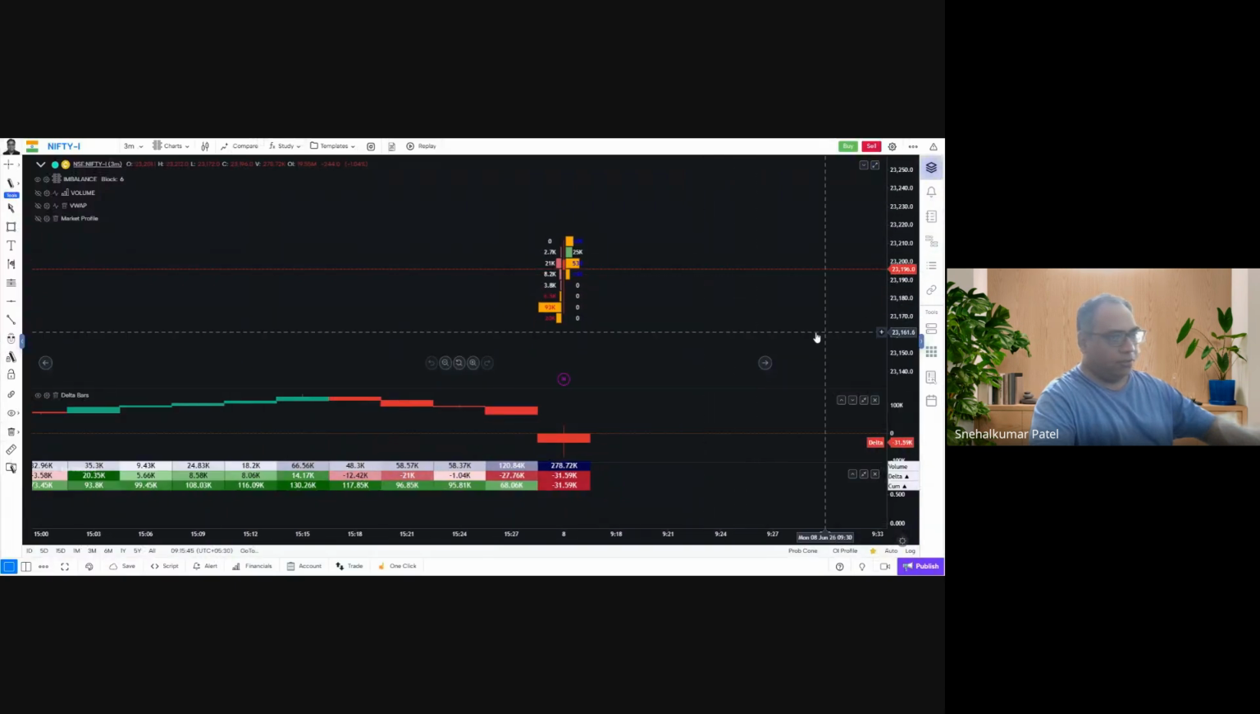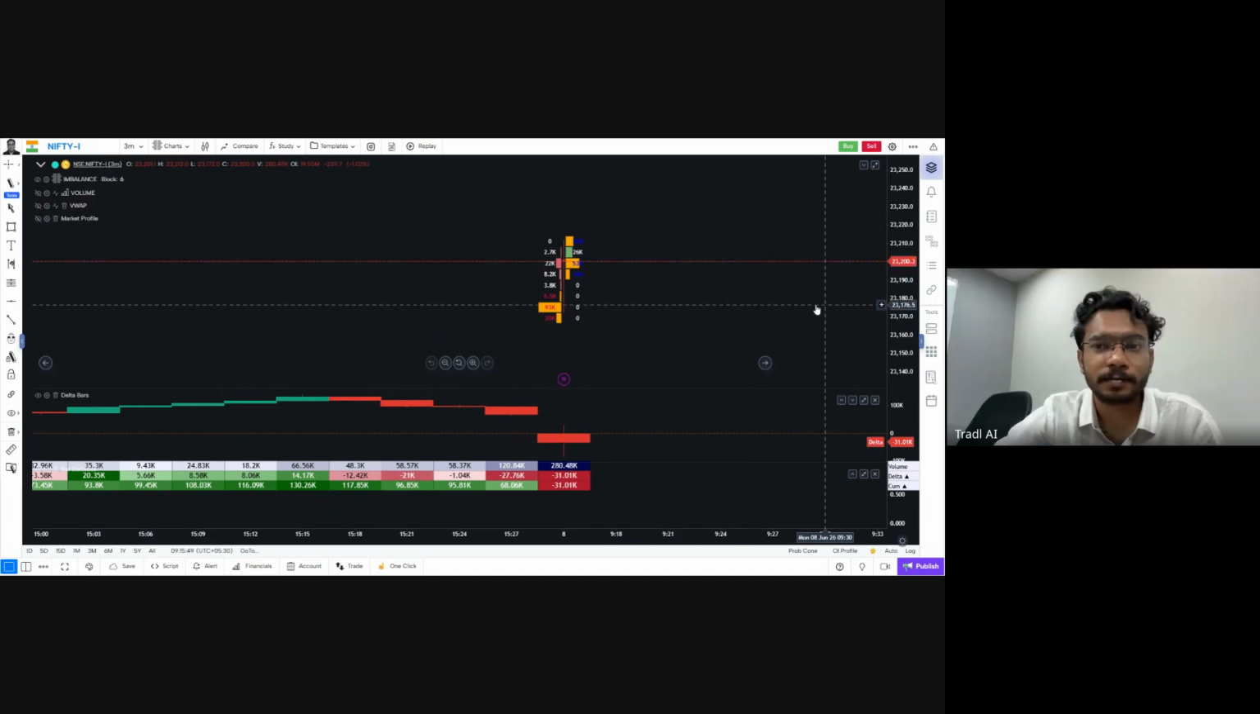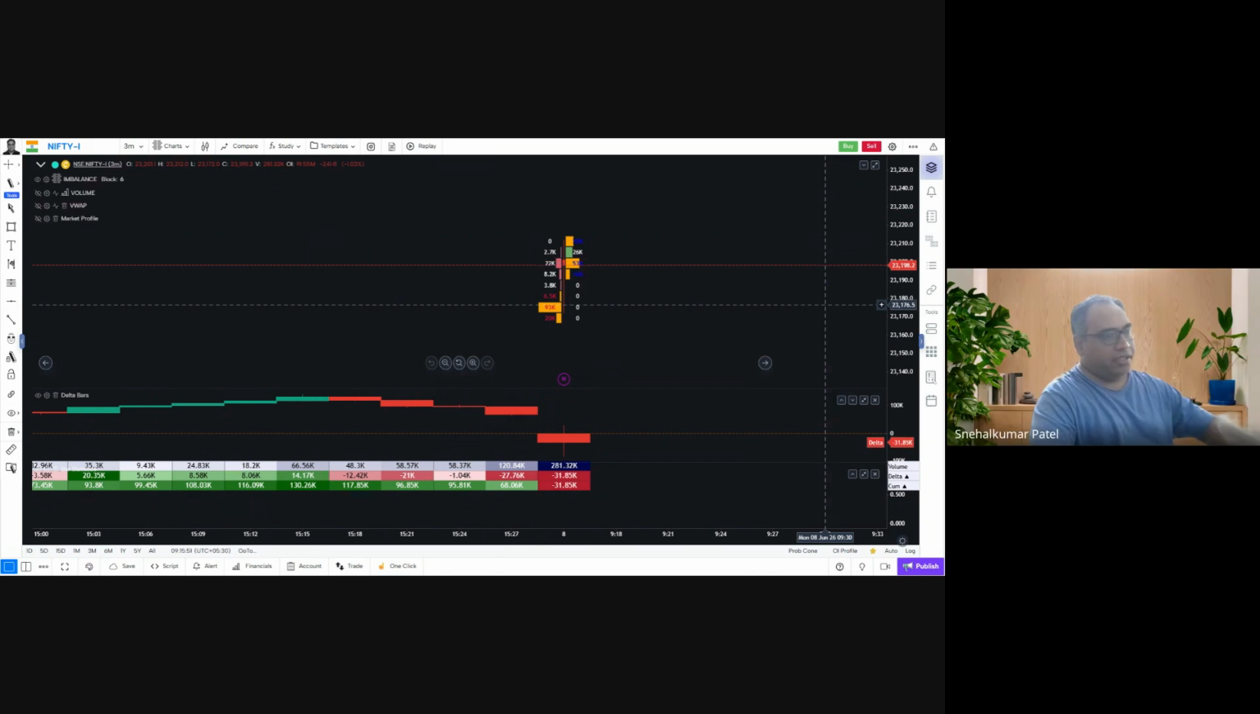For someone who is new, this is the order flow chart that we are looking at. We are using the Go charting platform, but there are other platforms also available that can be used. I am personally using this platform, that's why we are using this platform for the live trading.